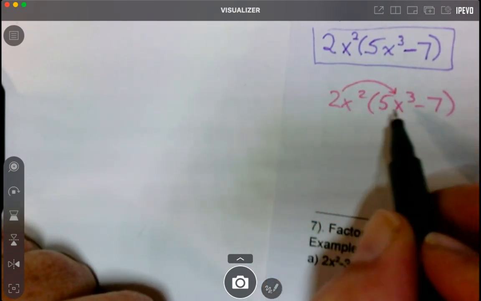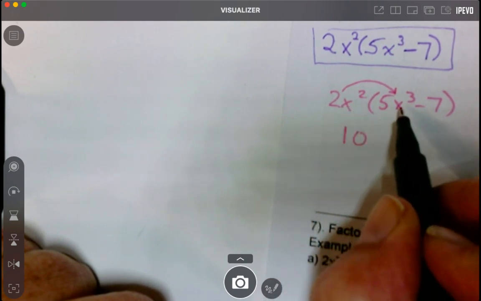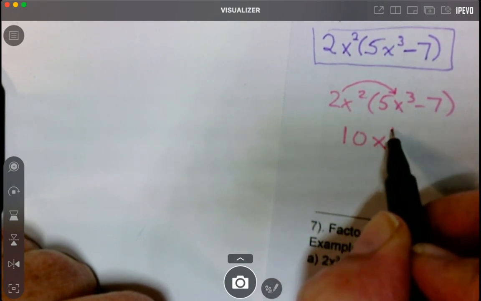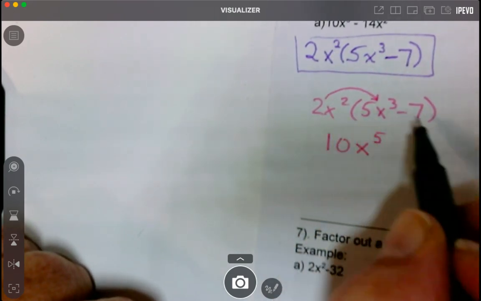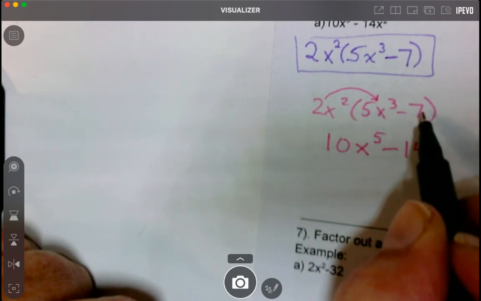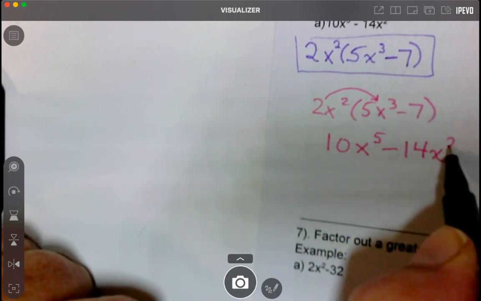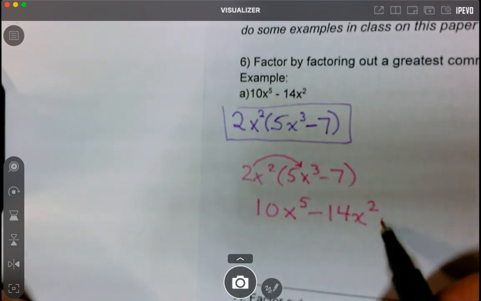Two x squared times 5x cubed is 2 times 5 is 10. X to the power of 2 times x to the power of 3, you add your exponents. That's x to the power of 5. 2 times negative 7 is negative 14. There are no x's here, so that x squared becomes a part of that term. And that matches my original.